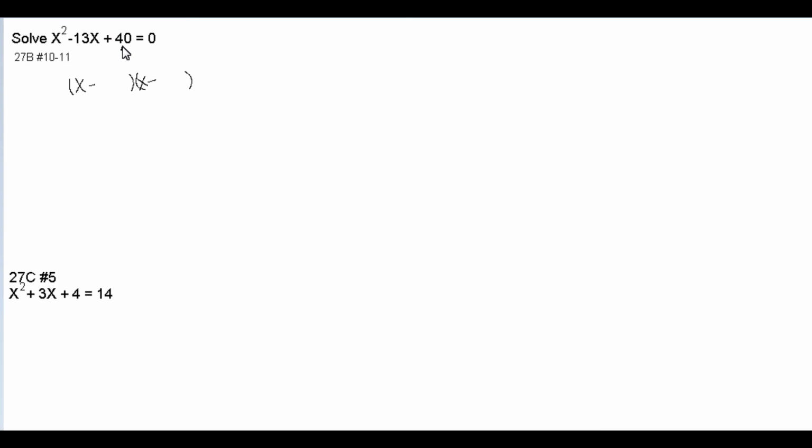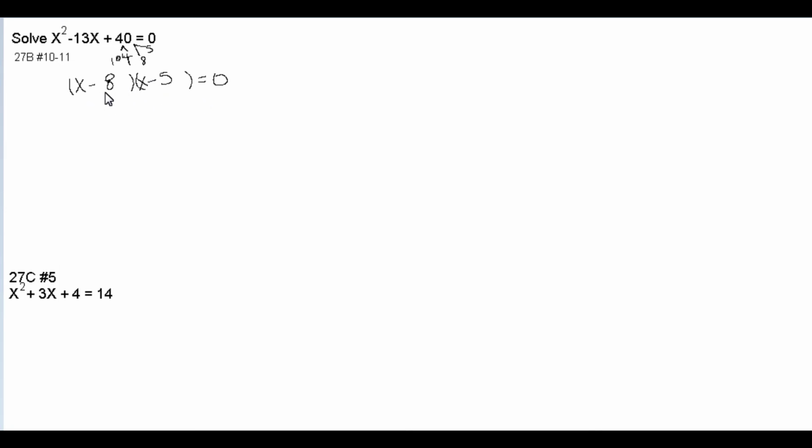Well, we have 10 and 4. Oh, that's a little small. 10 and 4, but that's going to be 14, so that's not it. We have 5 and 8. 8 plus 5 is 13. So that's what we want here. Since they're both negative, it doesn't matter where we put either one. Okay, so we have factored this, and we still have that it's equal to 0.